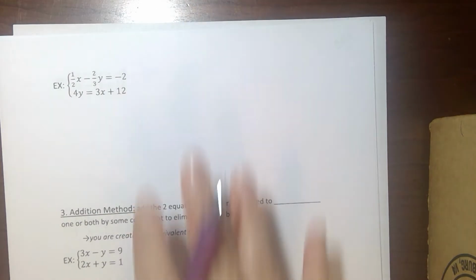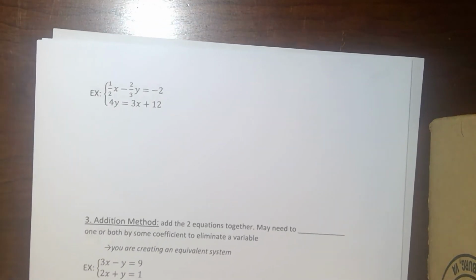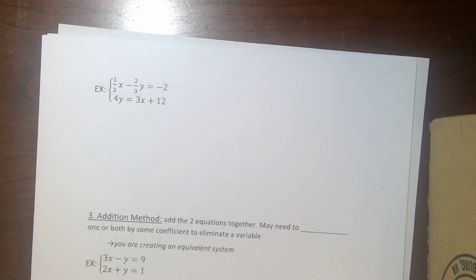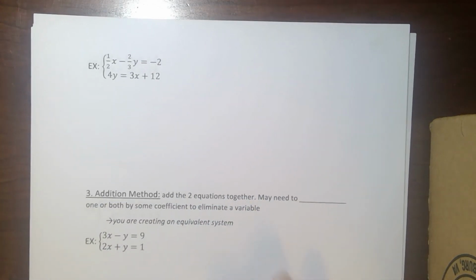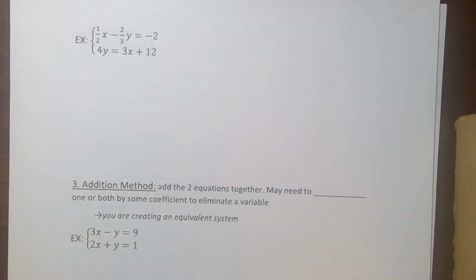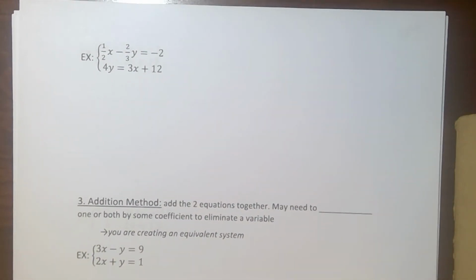Okay, let's look at the next page. We have one more example of substitution method. This substitution method example gives us fractions, and everything has a coefficient. So we've got to figure out something to get one of these equations solved for a variable that has a coefficient of 1.